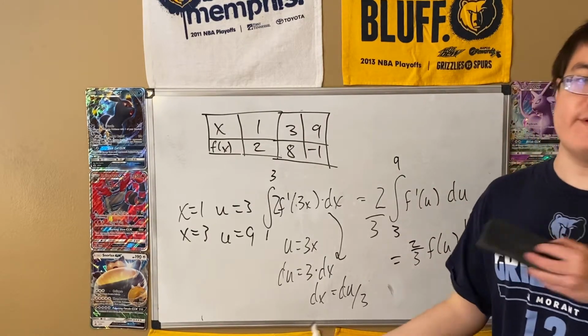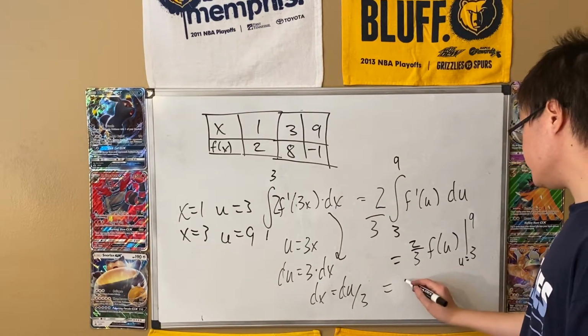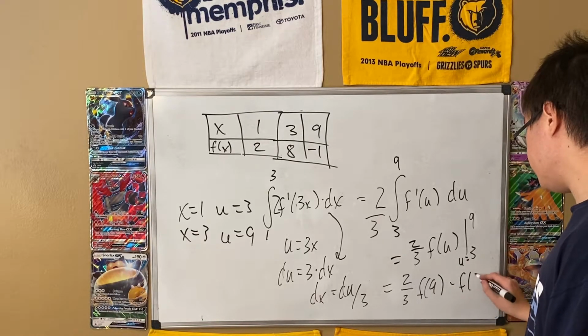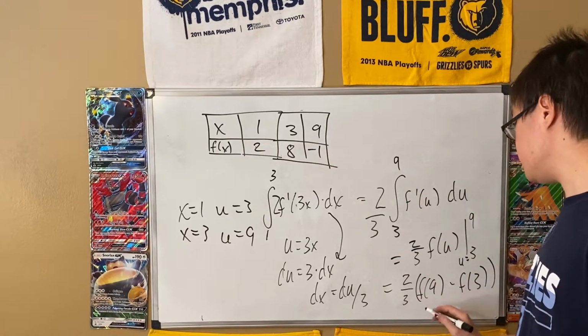Because the antiderivative of f prime is just f of u. Then we're going to plug in 9 and 3. It's going to be 2/3 times f of 9 minus f of 3. Then we're going to use this handy table. We don't even have to do any math.